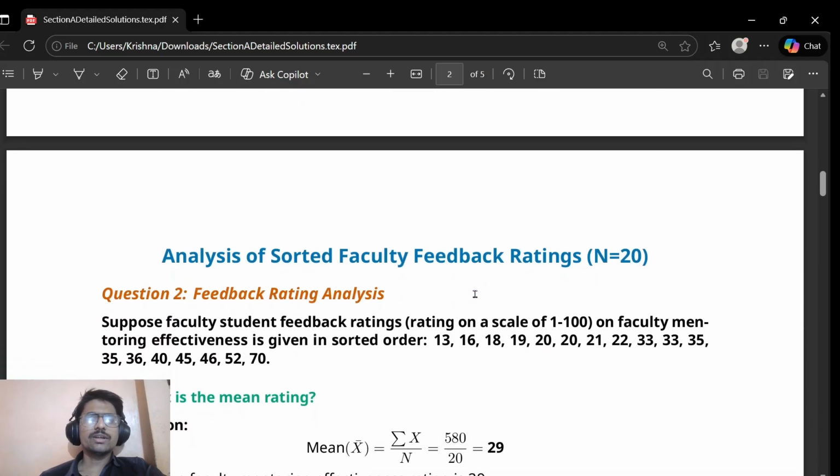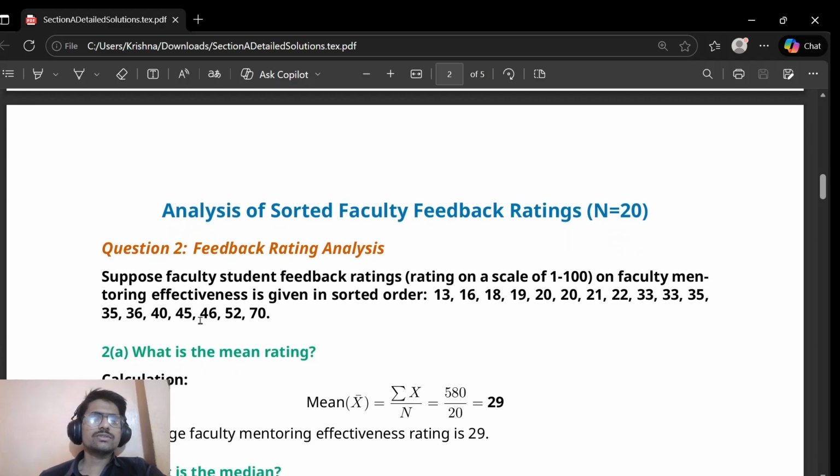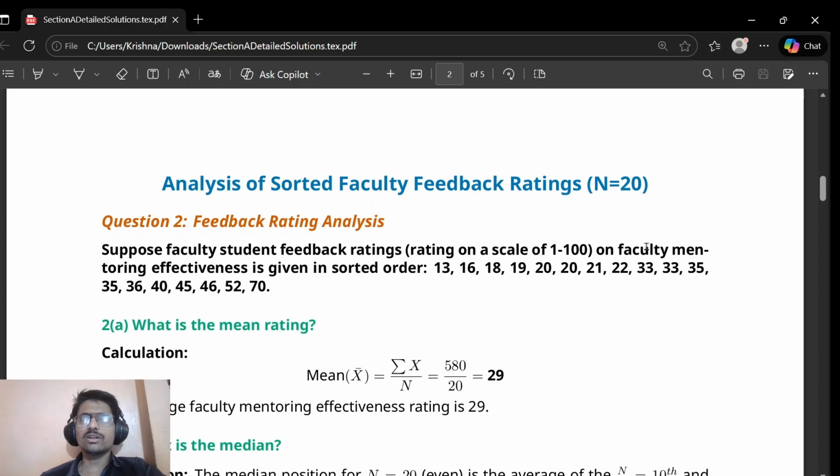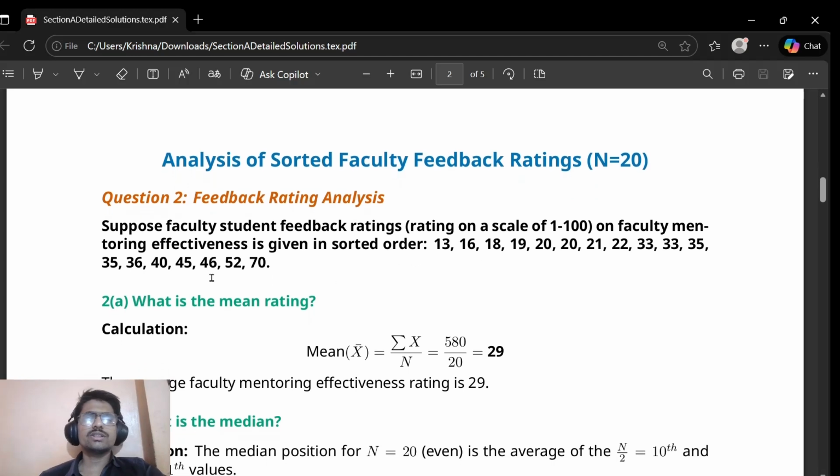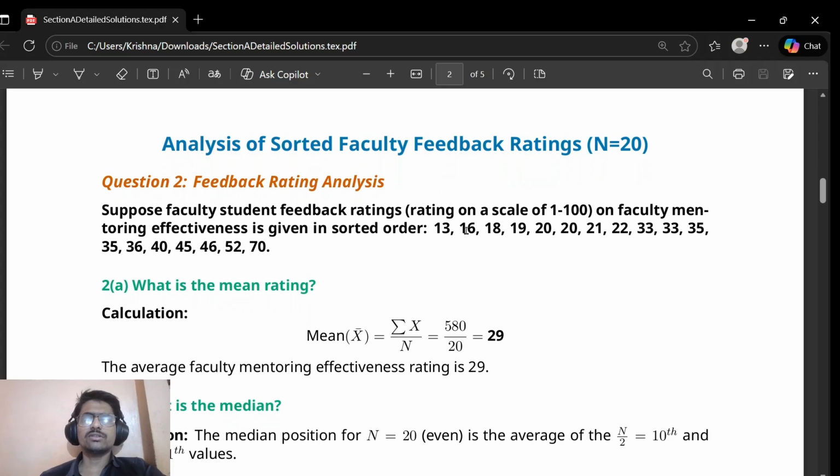Question 2, feedback rating analysis. Suppose faculty student feedback ratings on a scale of 1 to 100 on faculty mentoring effectiveness are given in sorted order. Here we have the ratings of faculty in sorted order from 13, 16 to 70, in the range of 1 to 100.